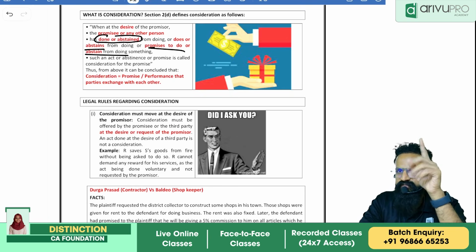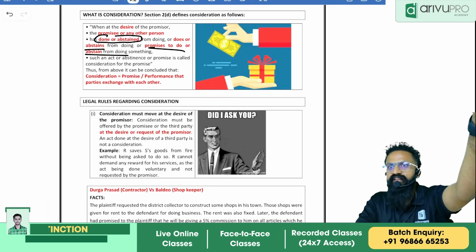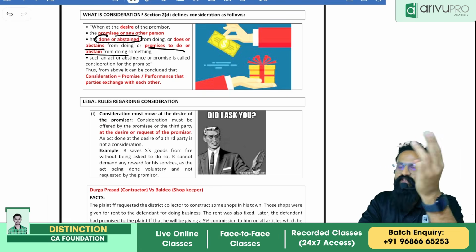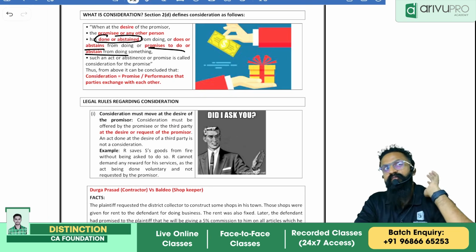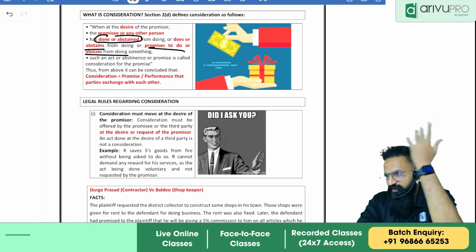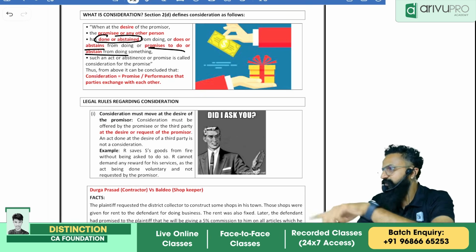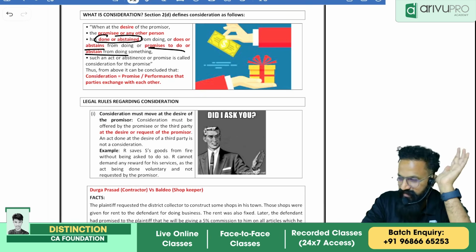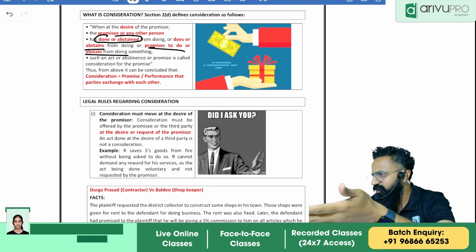So, when at the desire of the promisor, promisee or any other person, what is the case law? Chinnaya versus Ramayya. Consideration need not move from me. It can move from a third party. Any other person also is valid. Correct? And consideration can be past, present, future. So these are your rules of consideration.